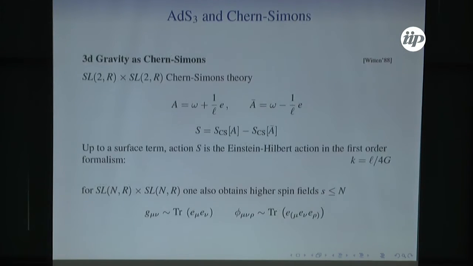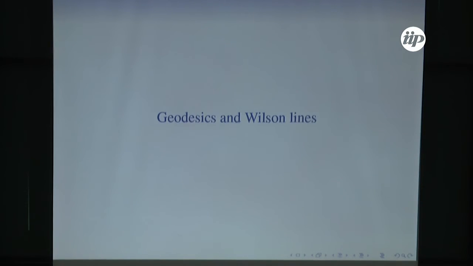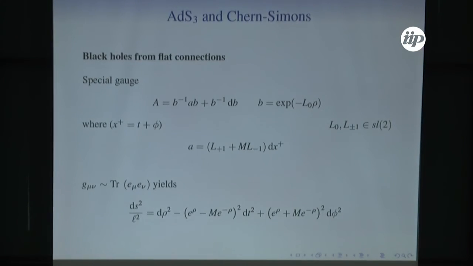So if I use this connection between A's and omega and E, I get exactly the same metric that I've shown before. So that's a black hole, a flat connection that corresponds to a black hole.